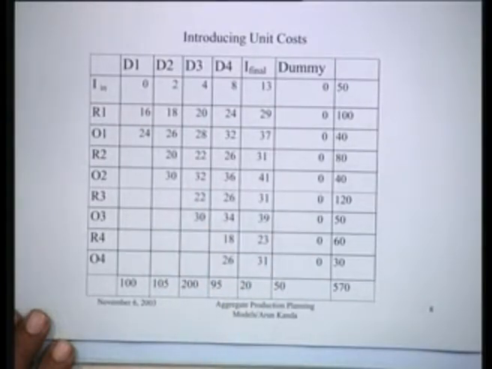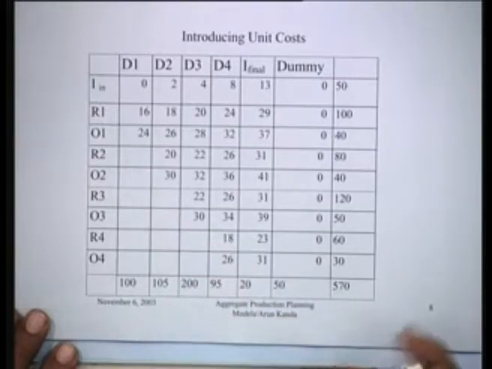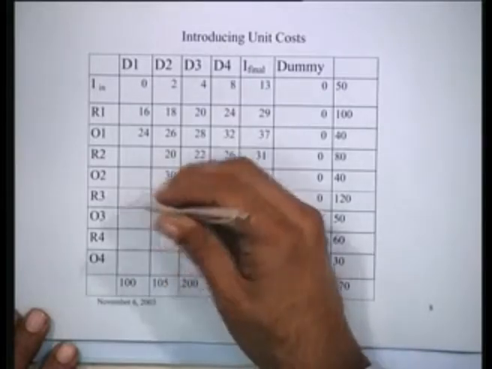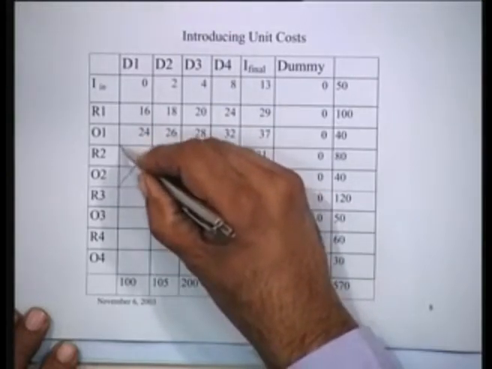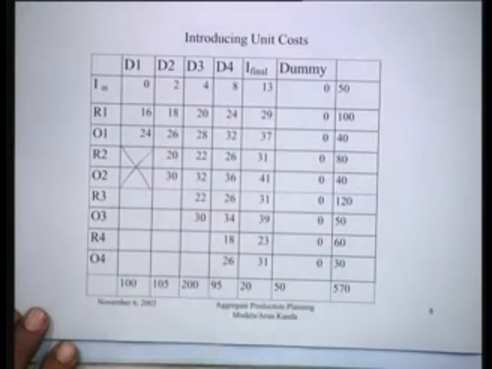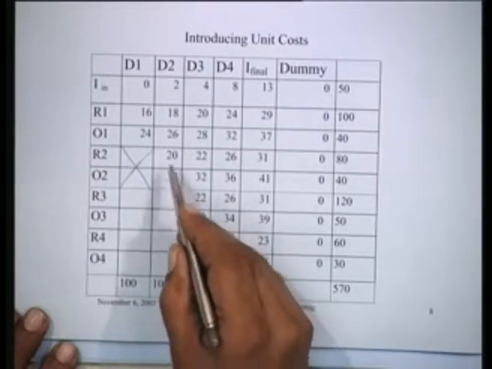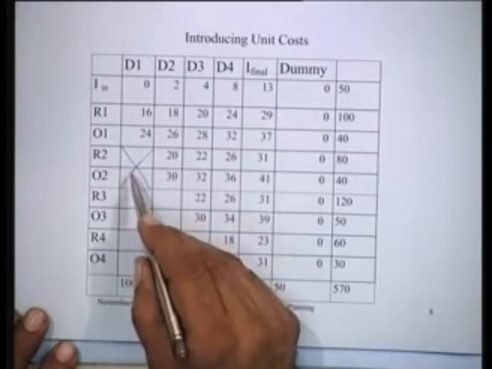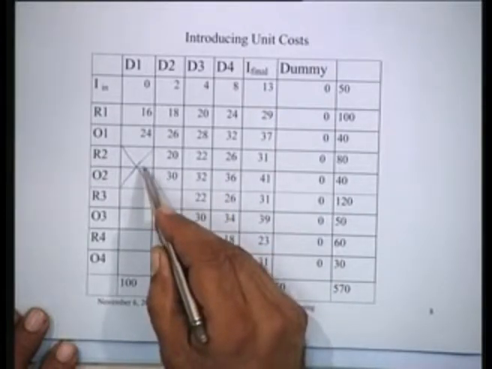Now, since we are not allowing any shortages to take place, what does it mean? It means that there will be no entry in this box. Similarly, why will there be no entry in this box? This box will not contain any particular item at all. Why will this box be empty? Because if you produce in the second period, you can satisfy the demand for the second period, third period, fourth period, but you cannot satisfy the demand of the first period with the production of the second period, right? So that's why this particular block will be empty.